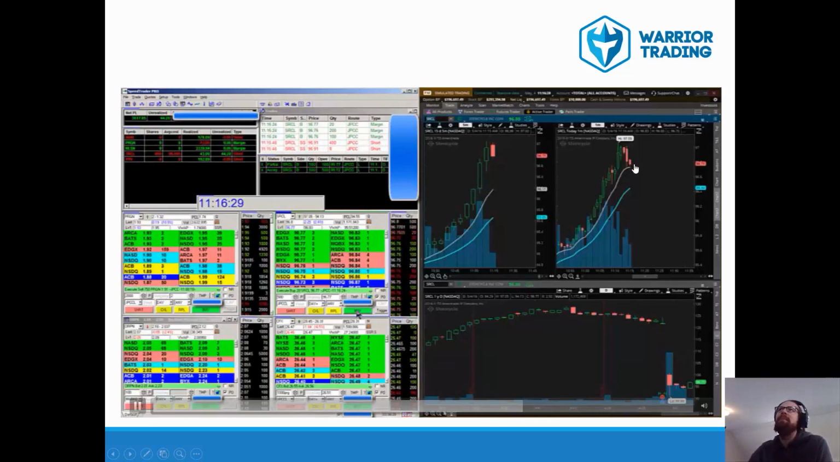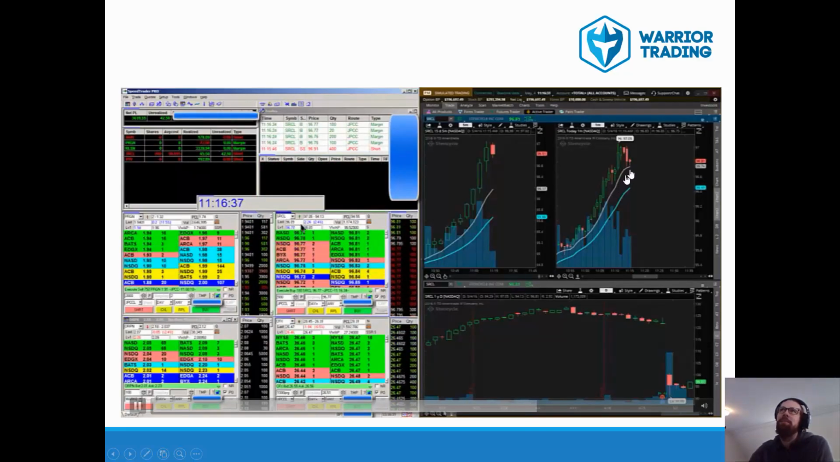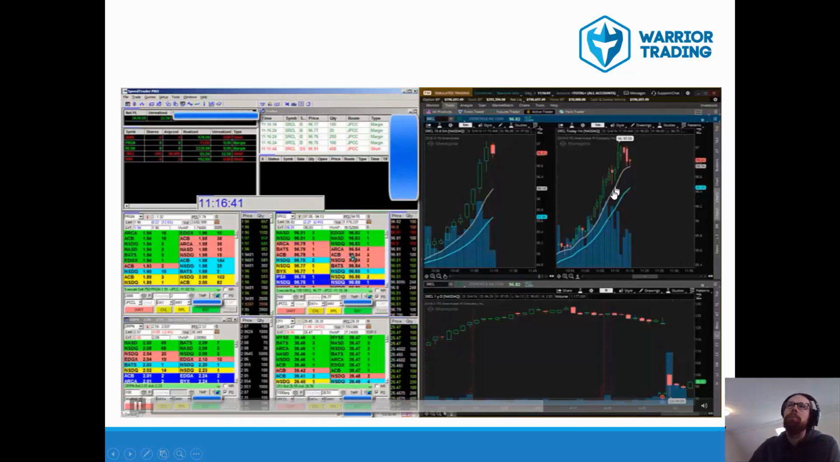Now you can see it came down to the 9 moving average on the 1 minute, and it is finding just a little bit of support there. So that's something to be just a little careful of. These moving averages can be support, the 9 moving average on the 1 minute chart as well.